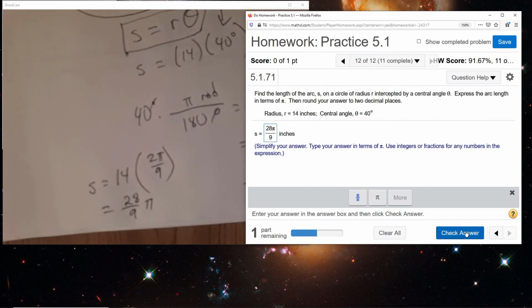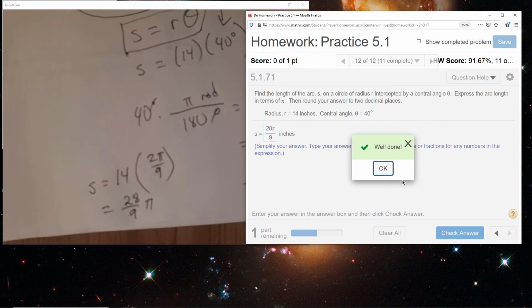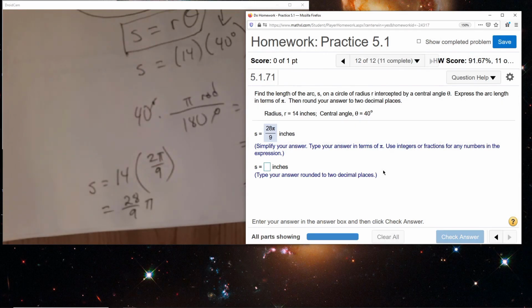And there is practice 5. Oh, I'm sorry. There is another question. Oh, now they want the answer rounded to 2 decimal places. All right. Well, I'll have to get my calculator out for that.